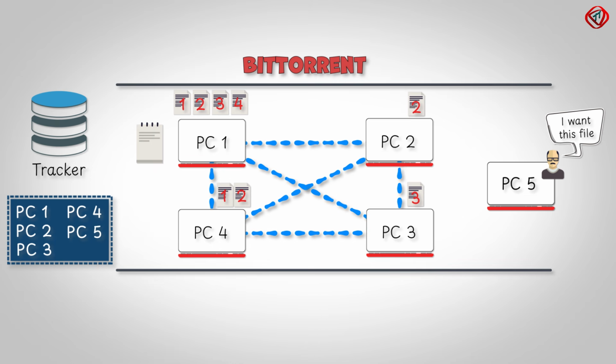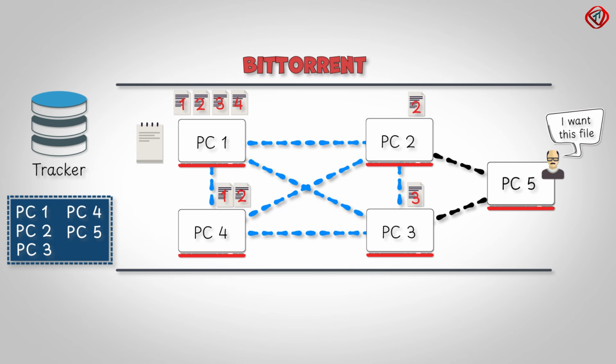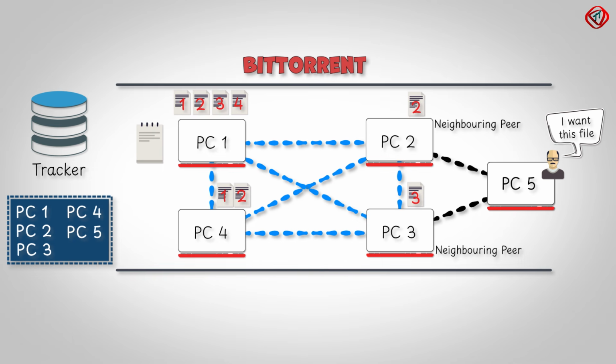But this is not a one-time thing. Rav periodically sends small updates to the tracker saying, "I am still here." This helps the tracker maintain an updated list of peers who are currently online and participating. Now, the tracker replies back to Rav with the list of other active peers. Let's say it gives him the address of 50 peers. Rav tries to connect to some of them.